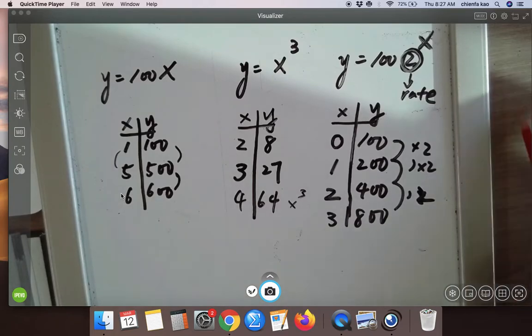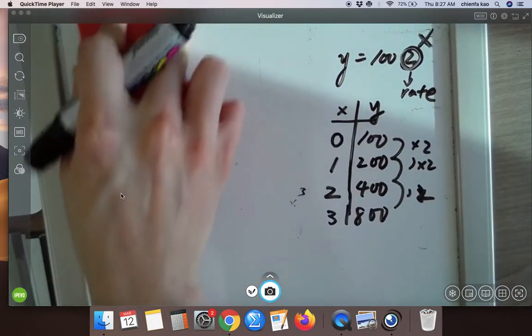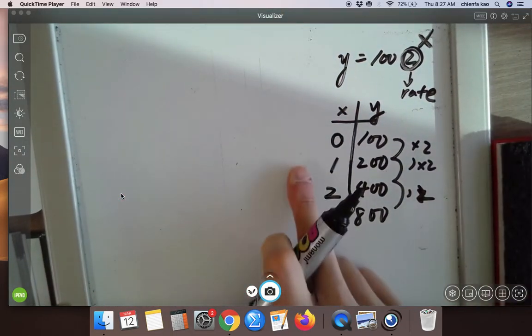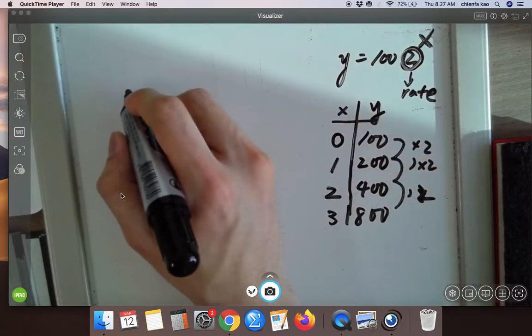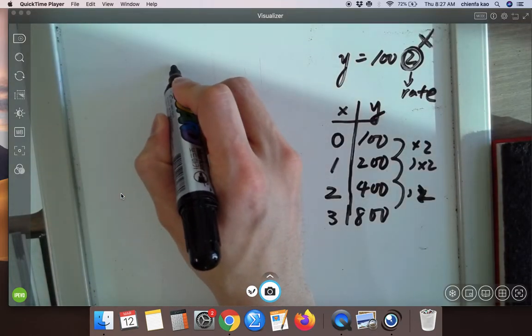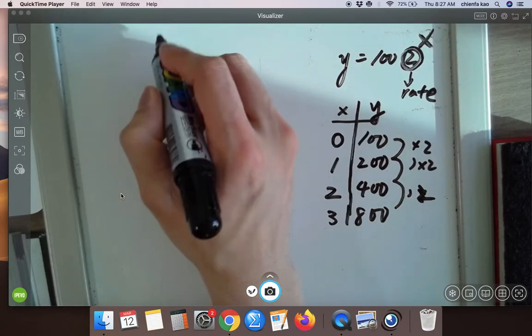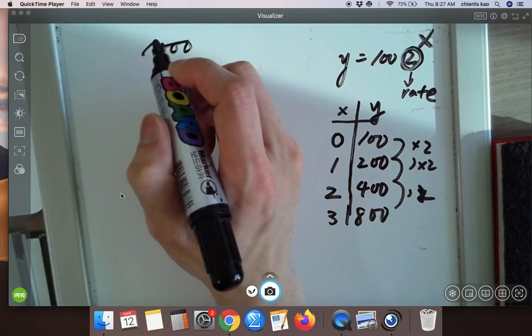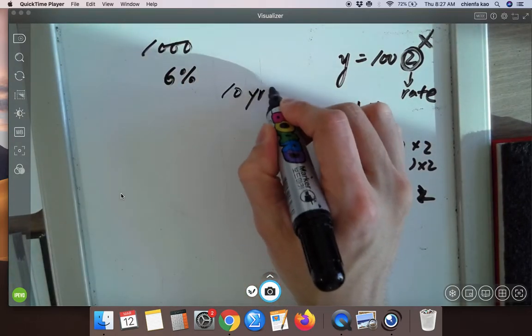It's kind of like the function that we actually see every day, right? The bank interest is the most understood one without much help. Let's just say that the bank gives you 6% every year, and then originally you have $1,000. After 10 years, how much would you have?